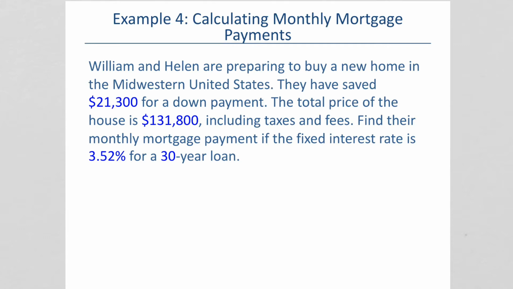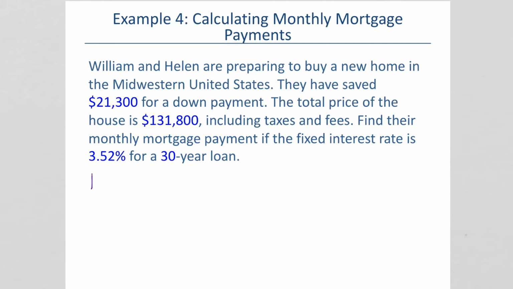William and Helen are preparing to buy a new home in the Midwestern United States. They've saved $21,300 for a down payment. The total price of the house is $131,800, including taxes and fees. Find their monthly mortgage payment if the fixed interest rate is 3.52% for a 32-year loan.